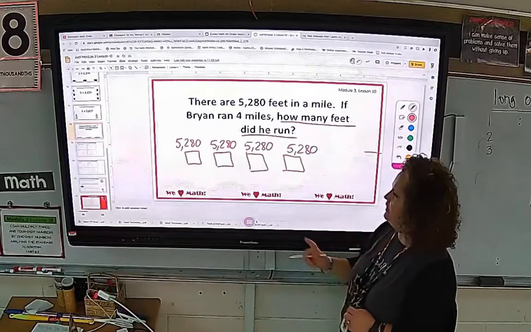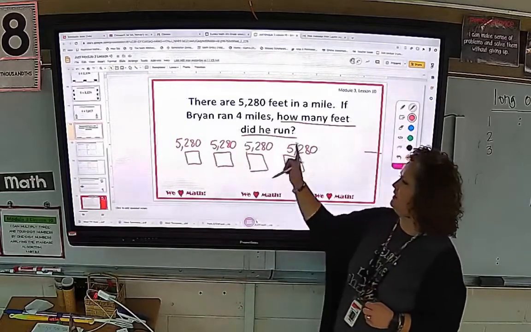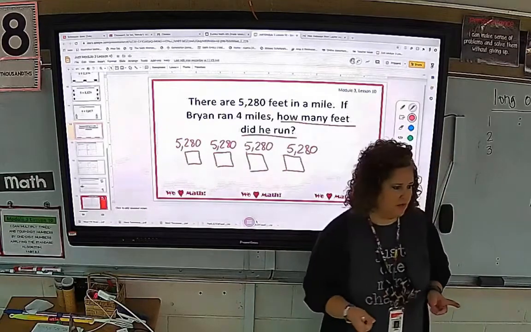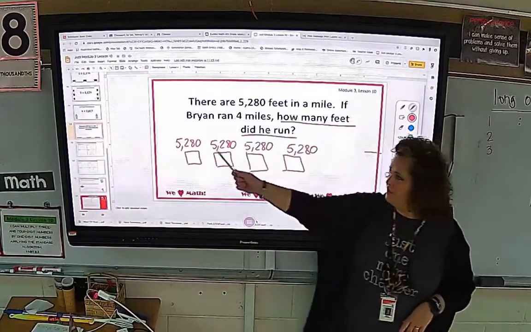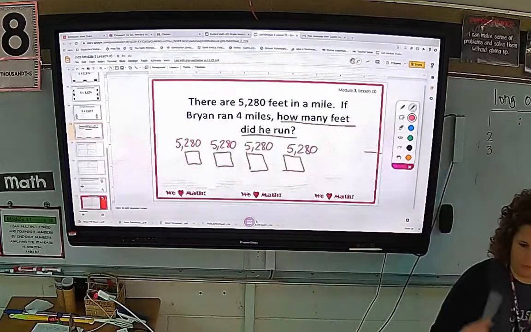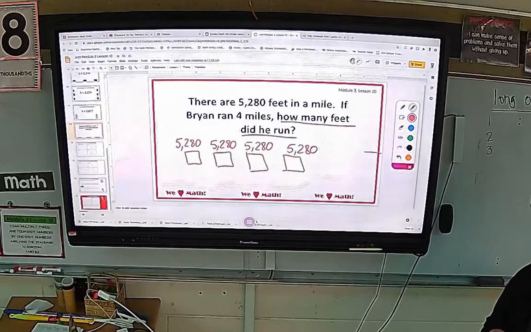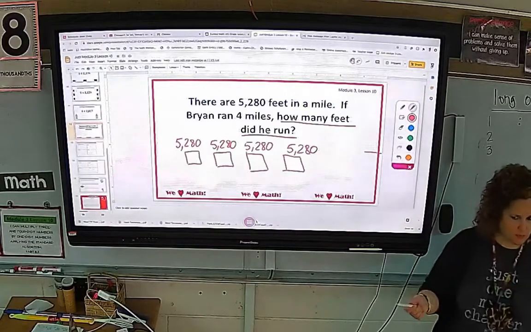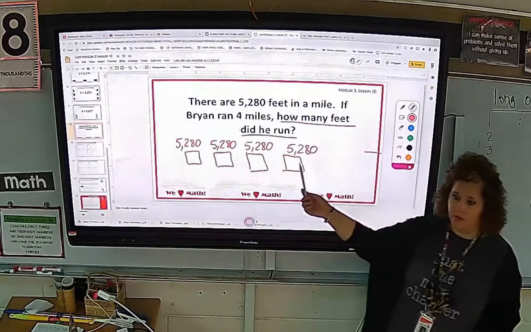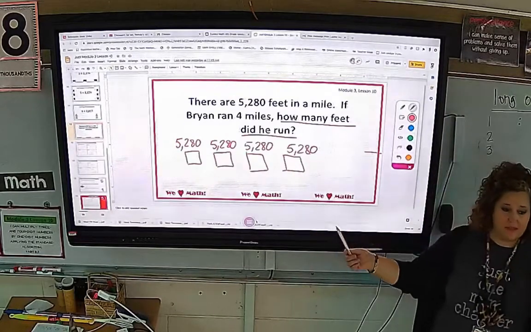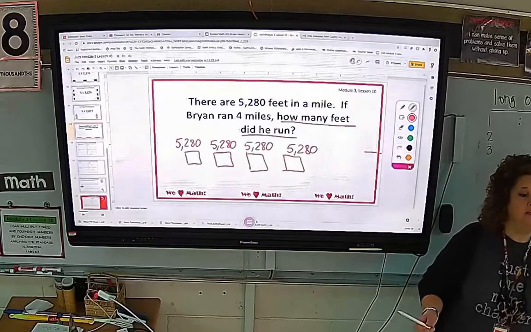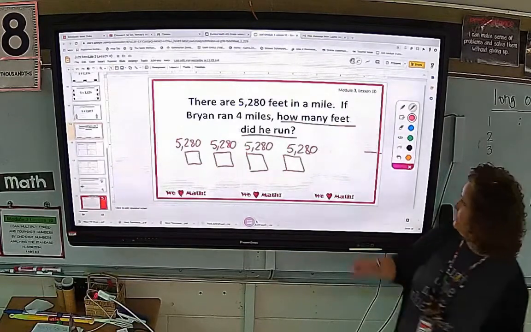Oh, okay, so he ran this, and he ran this, and he ran this, and he ran this. How many feet did he run altogether? Now, last year you learned if you're adding the same number repeatedly, what's an easier way to do that? Multiply. Just what Mason said a minute ago. This is multiplication. This is 5,280 4 times. Listen to that language. 5,280 4 times.